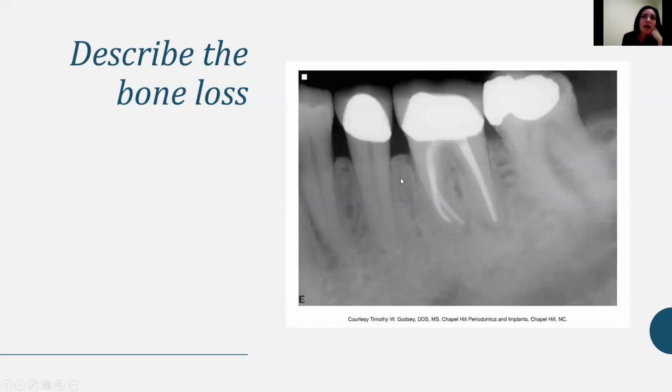And then here we have a good example of more like a moderate or a stage 2. We lost some of the lamina dura. We can see the bone level. Here's the CEJ, the bone level's here. So it's about half again as far as where we'd want the bone level to be away from the CEJ. So this is a good example, especially in this area. You can see it the best that this would be a stage 2. And that's it. All right.